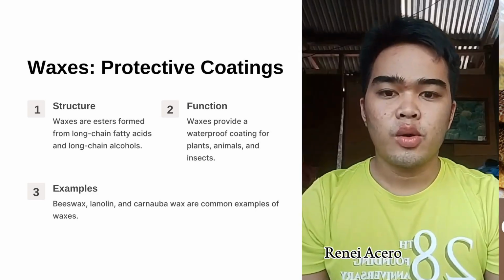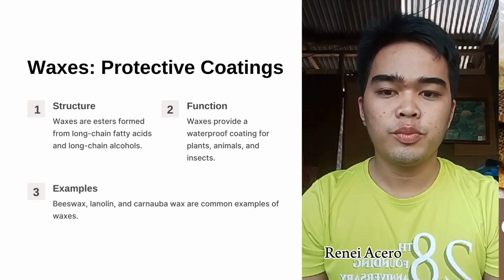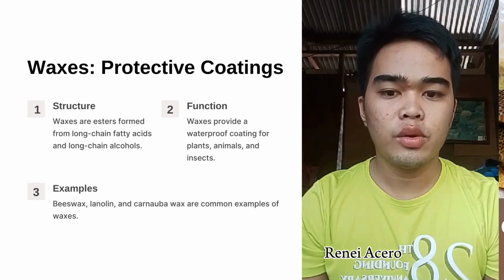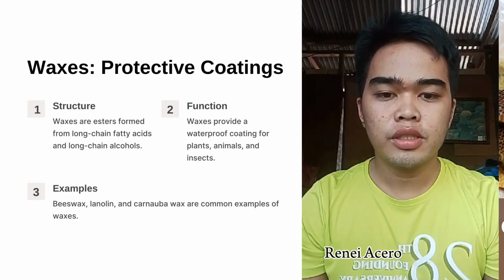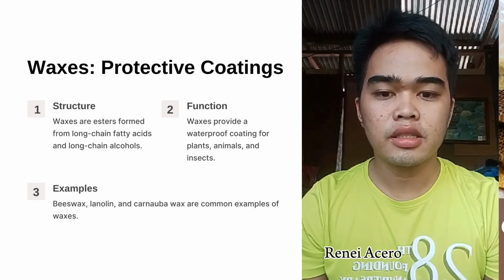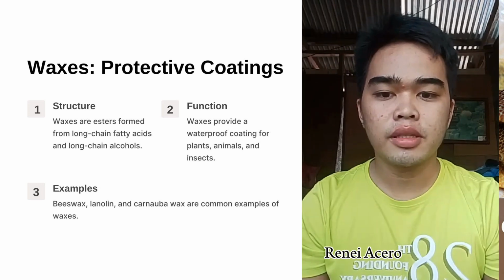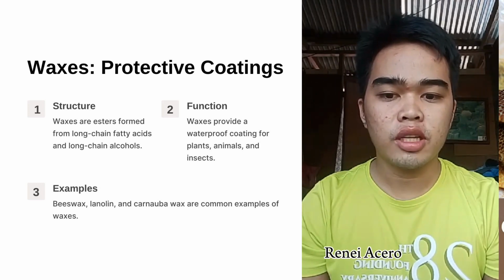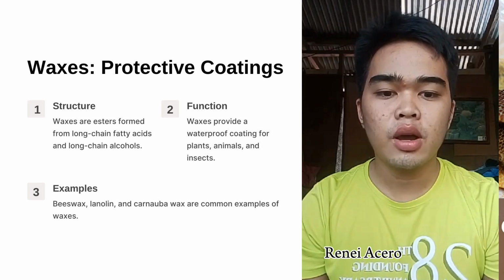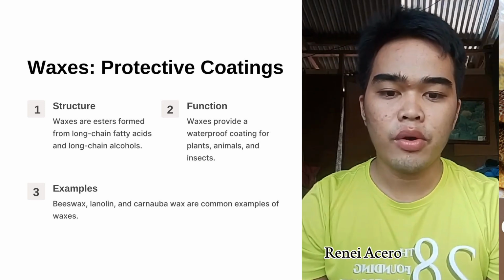Waxes. Waxes are another fascinating group of lipids. They are formed by combining long-chain fatty acids with long-chain alcohols. This combination creates a waterproof coating that protects plants, animals, and insects from water and the elements. Think of the waxy coating on leaves, the protective layer of feathers, or the honeycomb built by bees, all examples of the protective power of waxes.